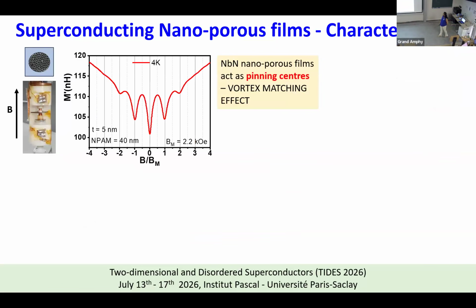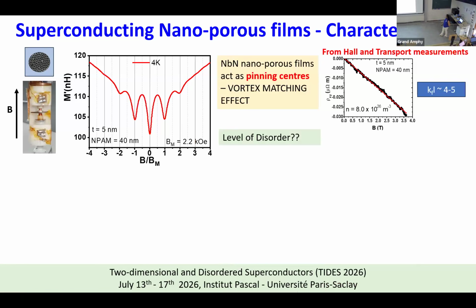Of course, when we grew the films, the first thing we wanted to test was whether we can see the vortex matching effect. We did this by the dynamic shielding response using the 2-coil measurement. Here, this is the real part of the mutual inductance as a function of magnetic field, and you can see these oscillations up to about 2 periods. You can see very nicely that the niobium nitride nanoporous films act as good pinning centers, and you can see the vortex matching effect.